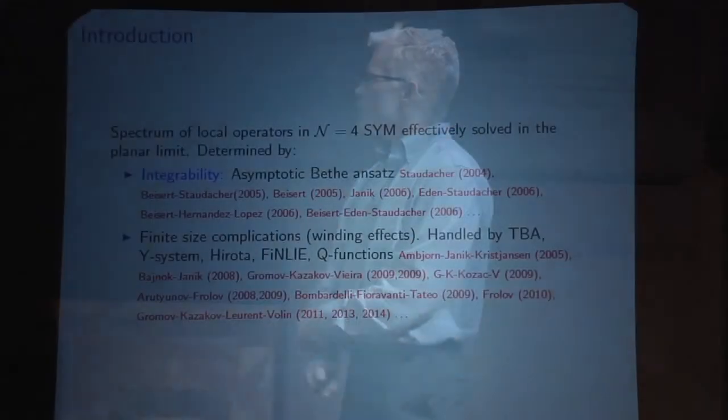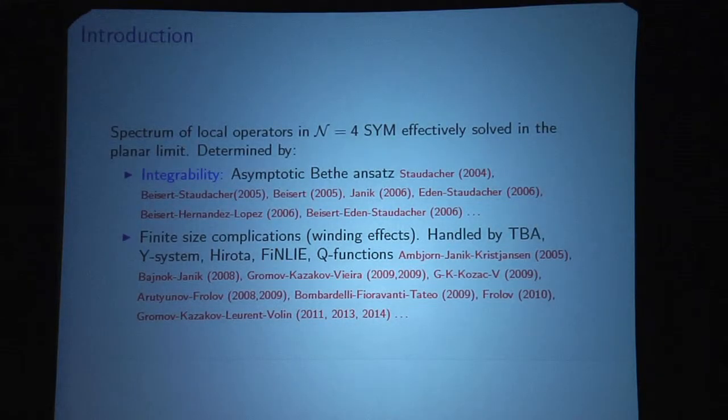This is determined by integrability, and in particular the asymptotic Bethe ansatz. This was first started by Staudacher, and it continued over the next couple of years, culminating in this final paper here, such that we have the complete asymptotic Bethe ansatz, and so in principle we can solve for the dimensions of operators. Now, there are complications, sometimes called winding effects or finite size effects. But there is a whole bag of tricks now that can handle these things, and Kolya Gromov will tell you more about this last one, the Q functions. But the state of the art right now is the following.